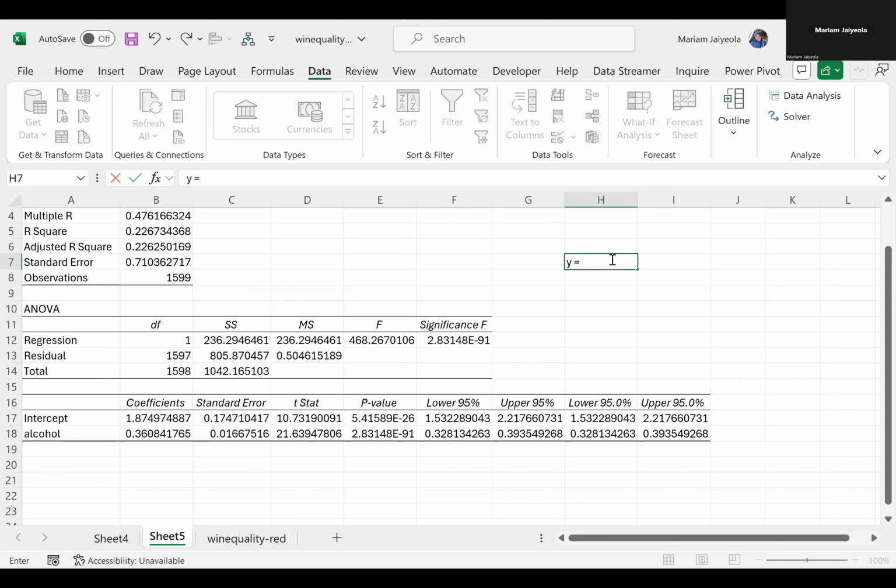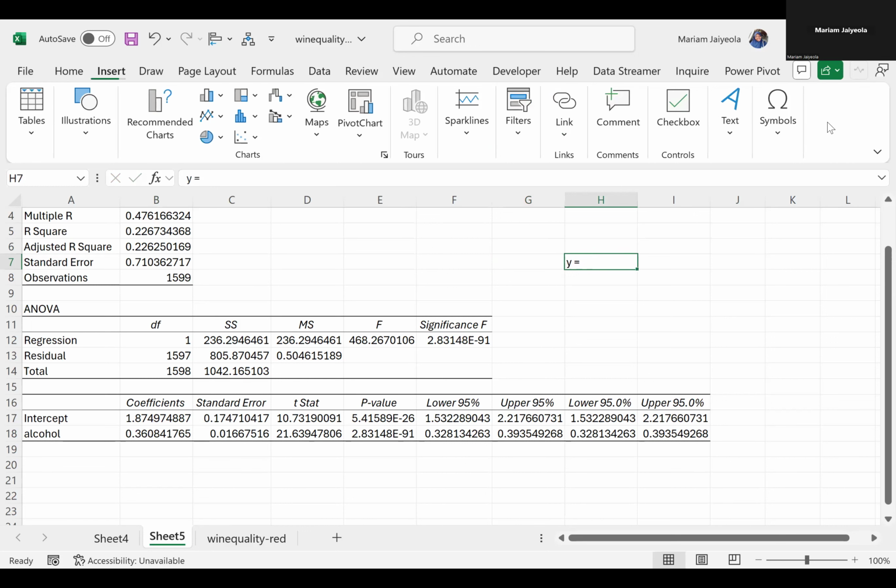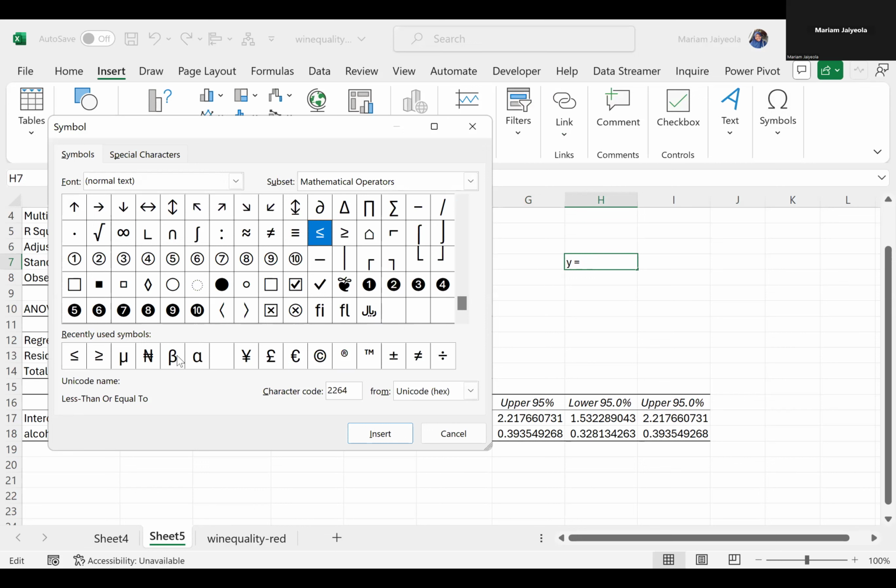It's going to be beta, not a regular B. So it's a beta naught plus a beta 1. Let me insert that. Insert symbol. Yeah, beta. Okay, I insert.